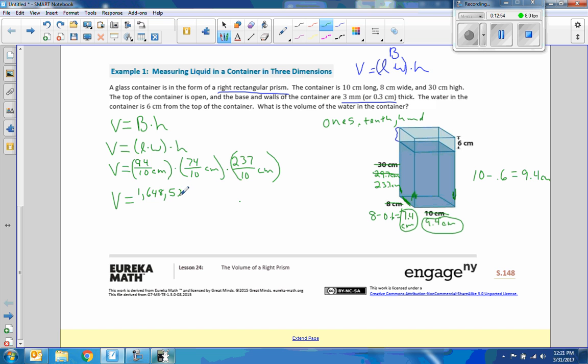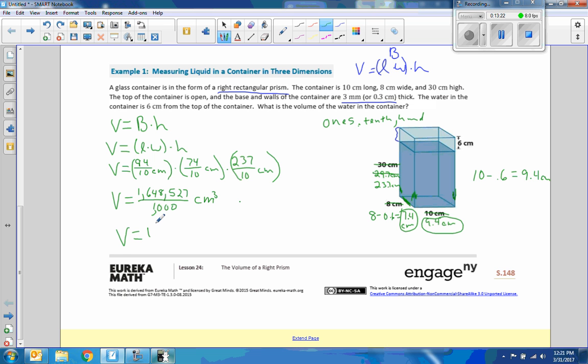1,648,572. Okay, and I can do the denominator without a calculator. 10 times 10 is 100, 100 times 10 is 1,000. And that is centimeters times centimeters times centimeters, or centimeters cubed. Dividing by 1,000 moves the decimal place 3 places to the left. So I am done with my problem now.